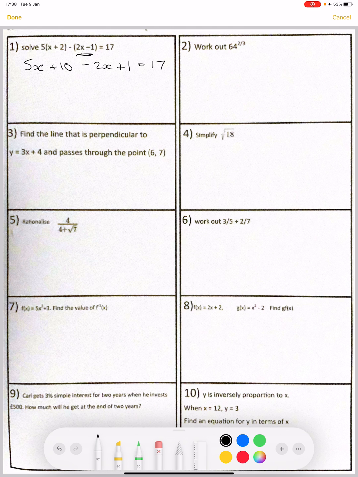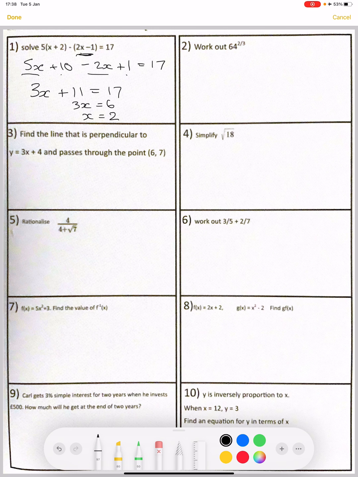So once we've expanded this, we need to simplify. So I've got 5x minus 2x, which is 3x, plus 10 plus 1 becomes plus 11 equals 17. And now I've got a simple two-step equation. So I'm going to take away the 11, so 3x equals 6, then x equals 2.